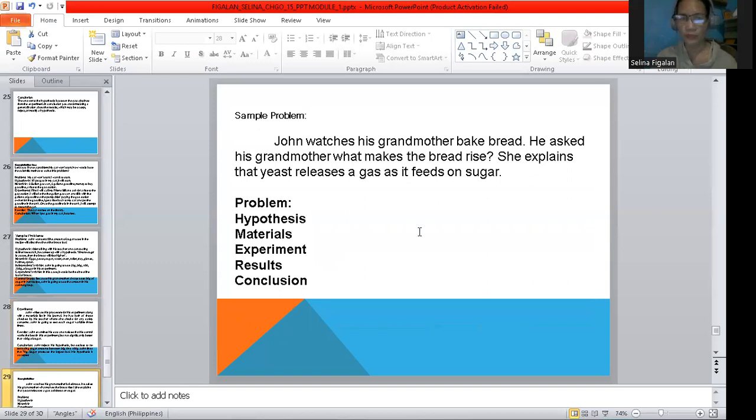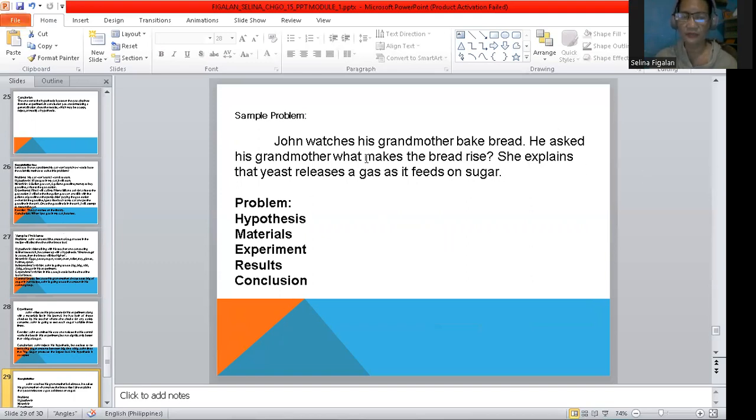Okay, sample problem. Chan watches his grandmother bake bread. Si John daw ay nanonood siya ng kanyang grandmother na nagbi-bake ng bread. He asked his grandmother what makes the bread rise. Ano ba daw yung cause kung bakit nag-rise yung bread? So kung papansinin nyo, hindi nagamit yung yes dun sa experiment. So which means, tatanggalin ko tong yes na dun.